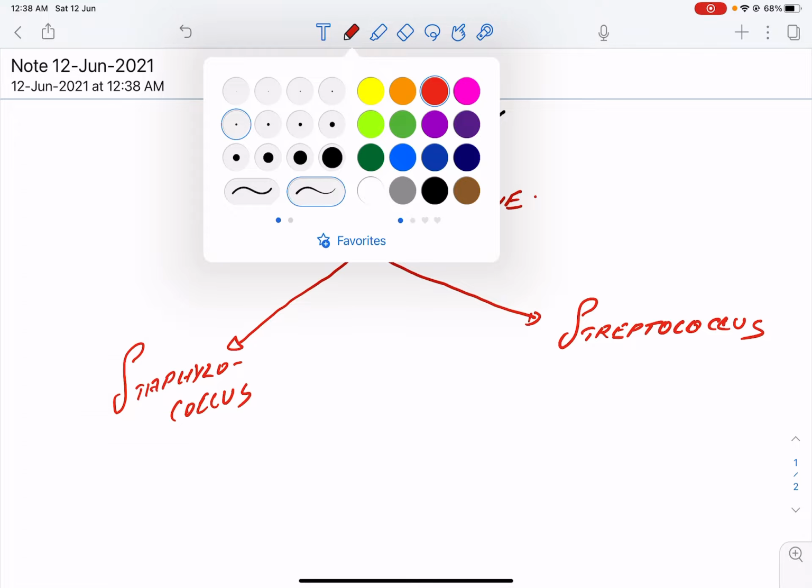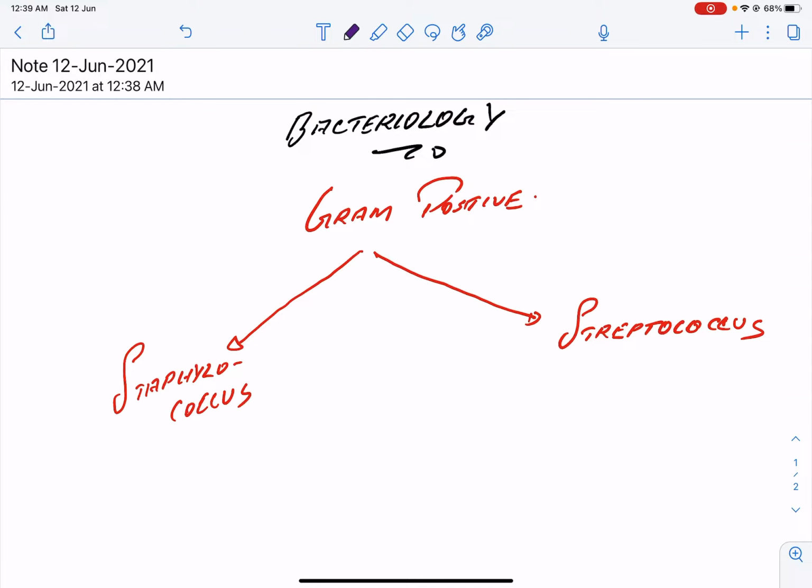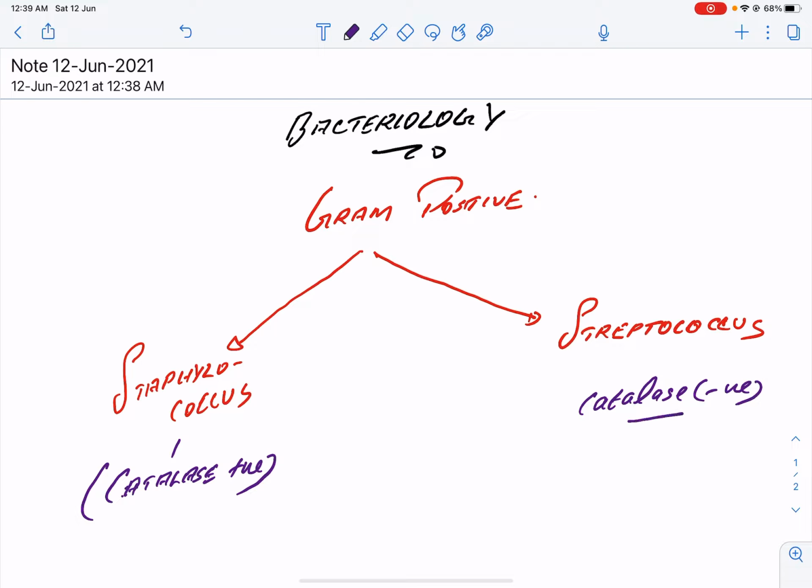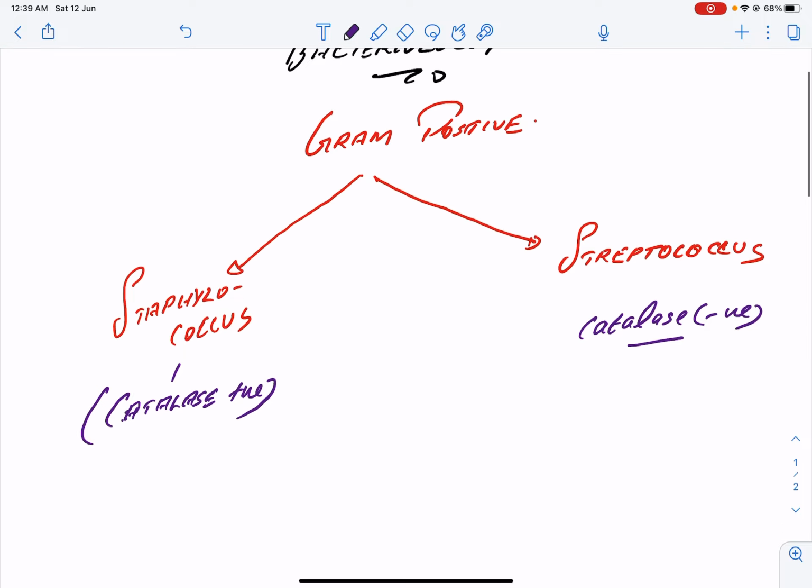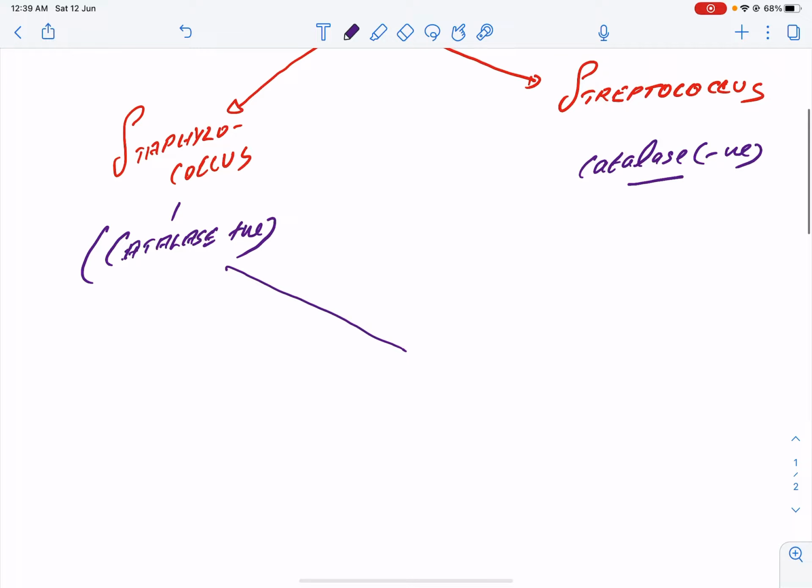The main difference, if someone asks, we can say Staphylococcus are catalase positive. The same time, Streptococcus is what? Catalase negative. So we talk about each of these bacteria. What are the important things? First, let's talk about Staphylococcus itself. So we have catalase positive.